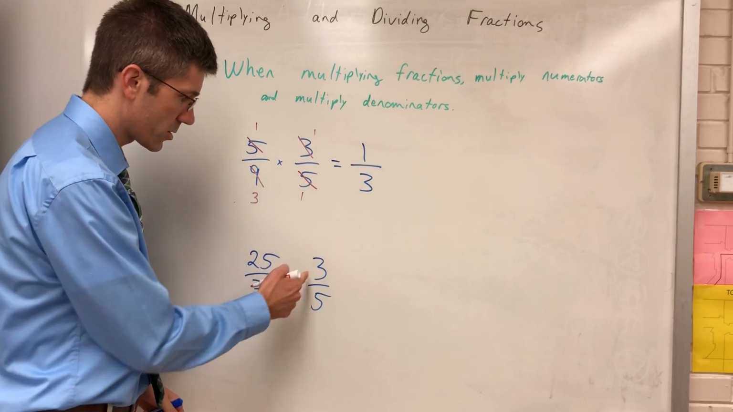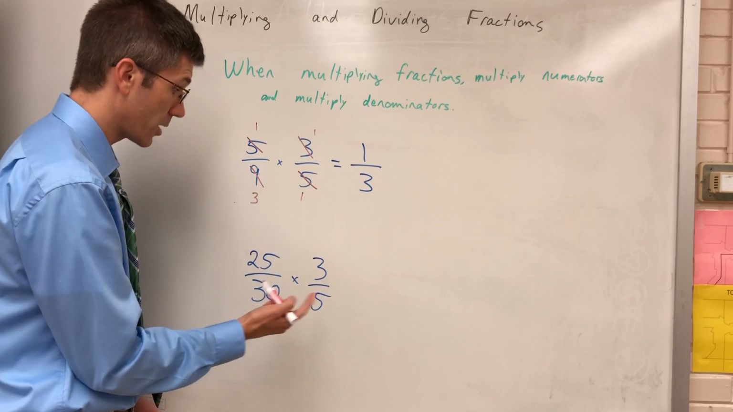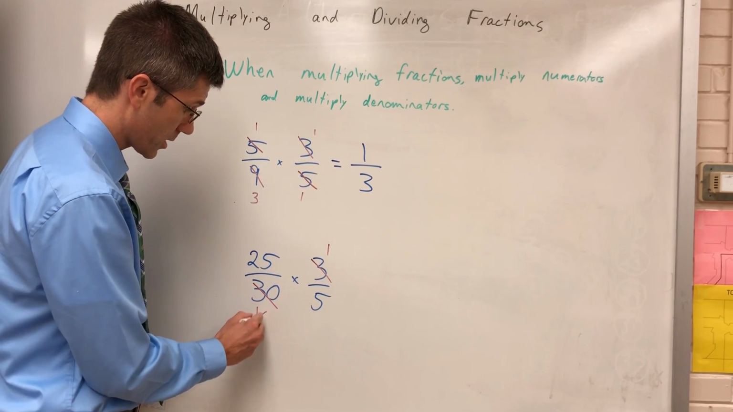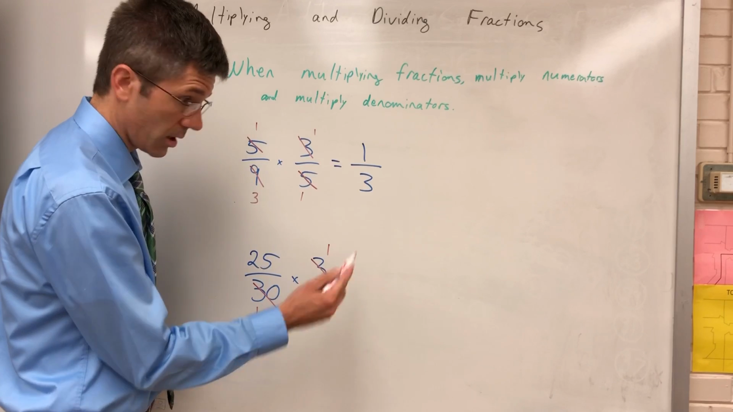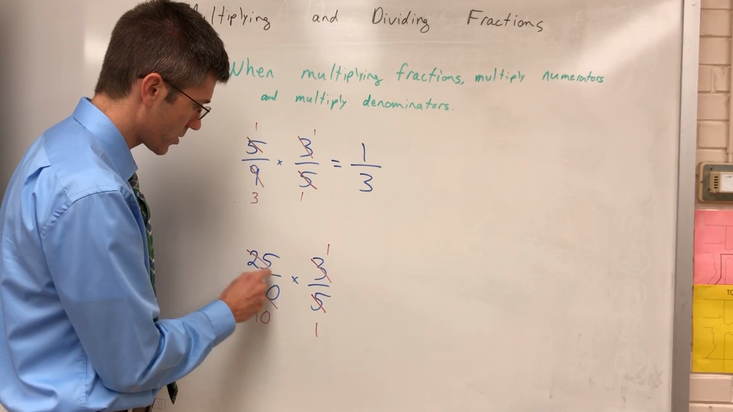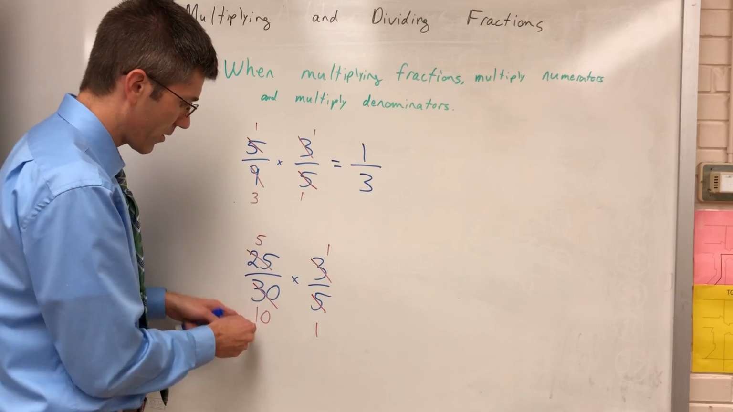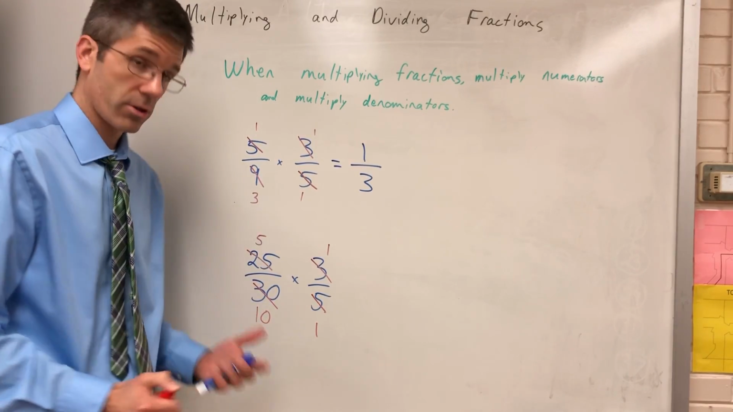So does 3 go into 5? No. Does 3 go into 30? Yeah. 3 goes into itself one time. 3 goes into 30 10 times. 5 goes into itself one time. 5 goes into 25 5 times. And if you notice that we have 5/10 here, and you can reduce that, you're correct.